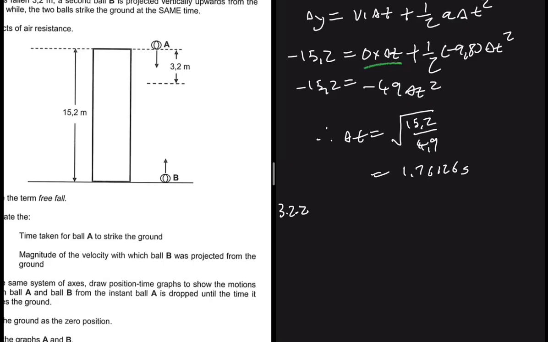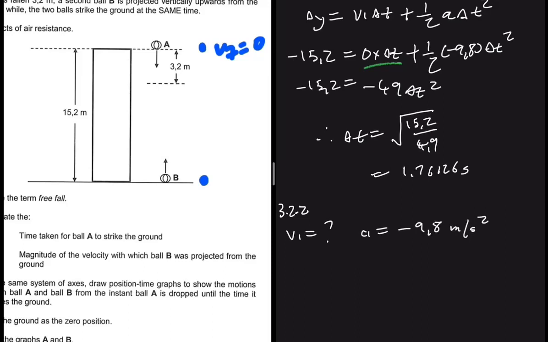So let's look at the information we have. We don't have Vi. If you take the motion from the time it was projected to the maximum height, you can say you have a Vf, which is equal to 0, right? But we don't know the maximum height also, because at this point, what we have is the initial velocity, which is unknown, and the acceleration, which is minus 9.8 meters per second squared.